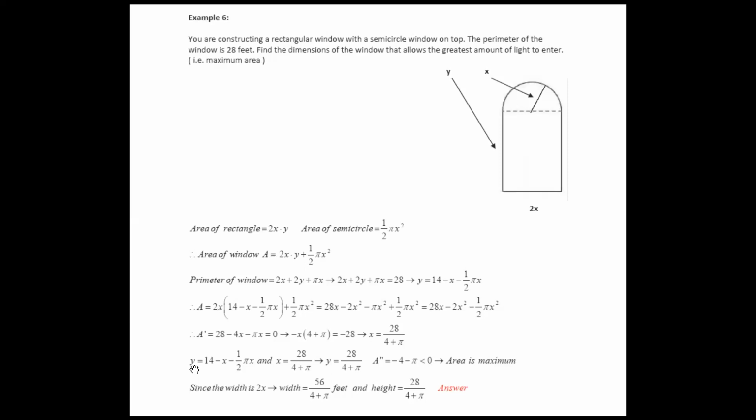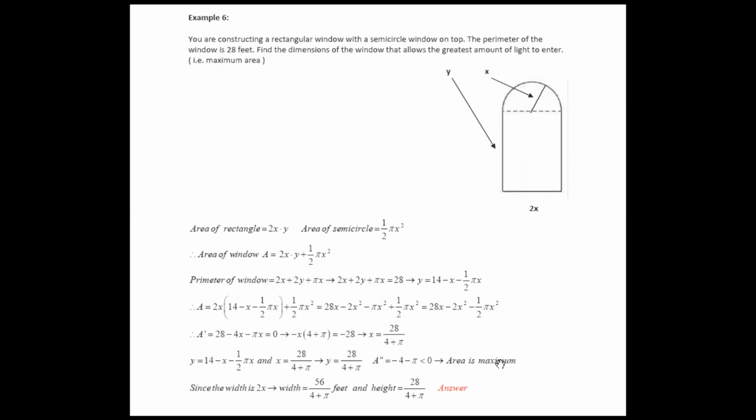So y is equal to 14 minus x minus 1/2 pi x, okay? And when we do that, we find that y turns out to be 28 over 4 plus pi as well, okay? Now, we're almost through with this problem. Before we go any further, let's take the second derivative. When I take the second derivative, I get minus 4 minus pi. Minus 4 minus pi is always negative. That tells me my answer is a maximum. So we've got that out of the way.